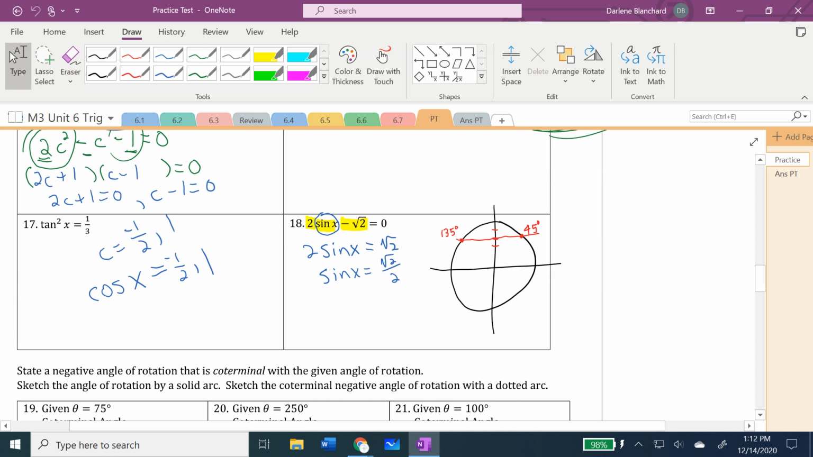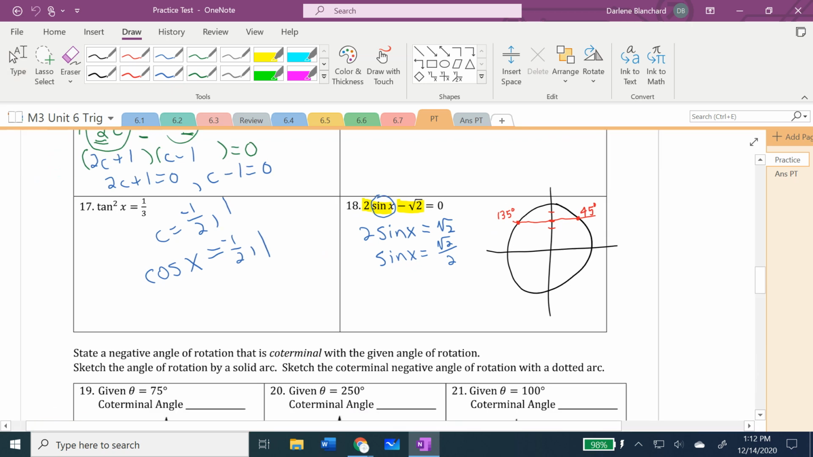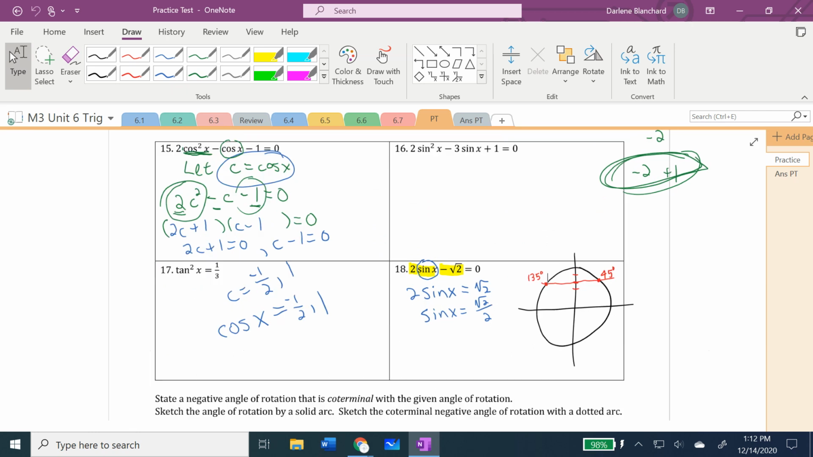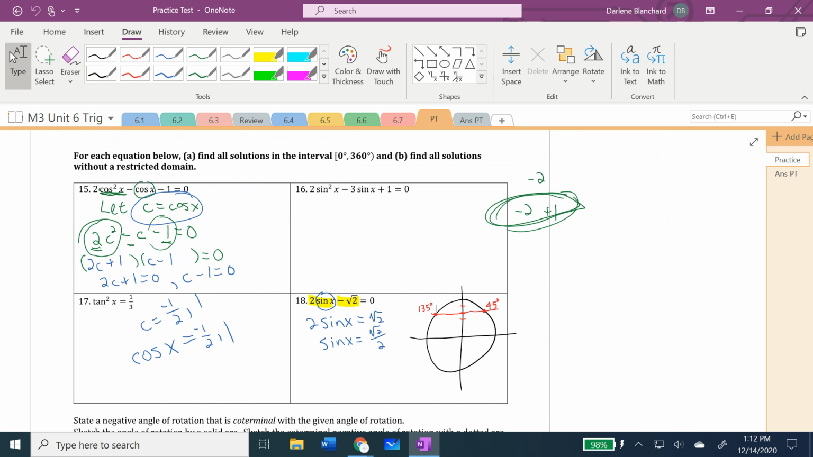So that was number 18 to give us those two answers. Then was there anything else in particular you guys wanted to see that is 1 through 18?